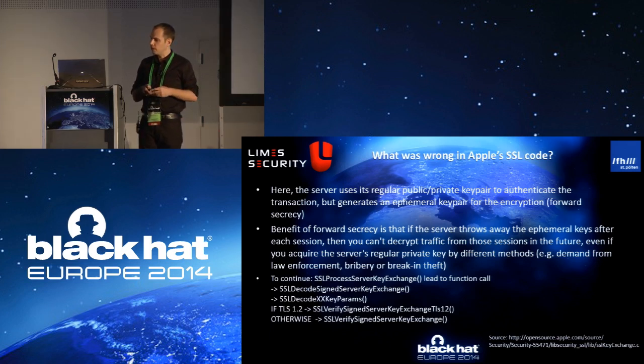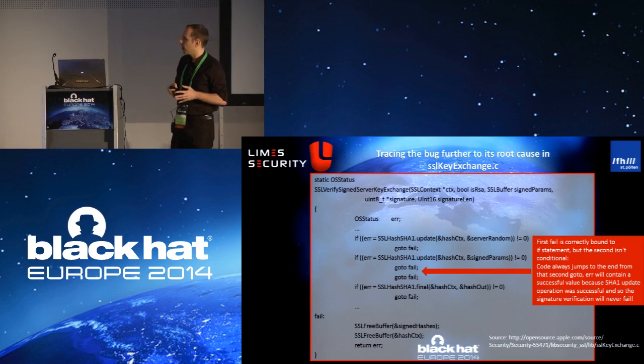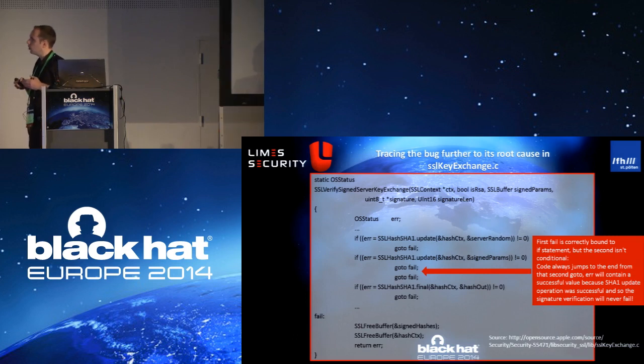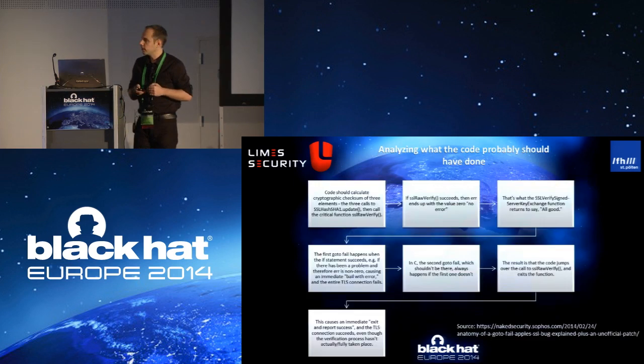So the problem actually happened in a C function called SSLVerifySignedServerKeyExchange. If you look closely at the source code, even if you're not familiar with programming in C, you see two goto fails in the middle of this. It looks a little strange. What's the problem here? The first fail is correctly bound to an if statement, but the second wasn't. What does this mean from a program flow or logic perspective?